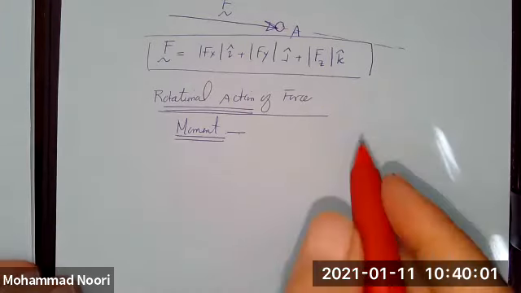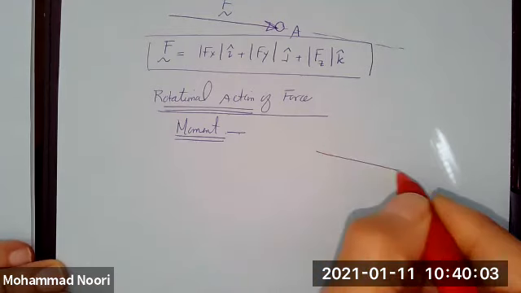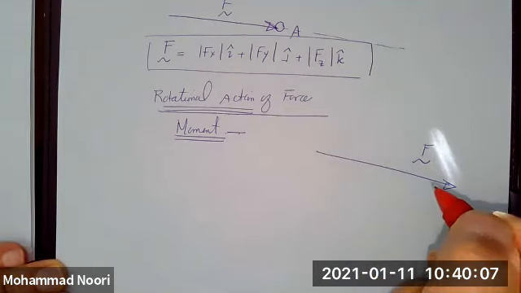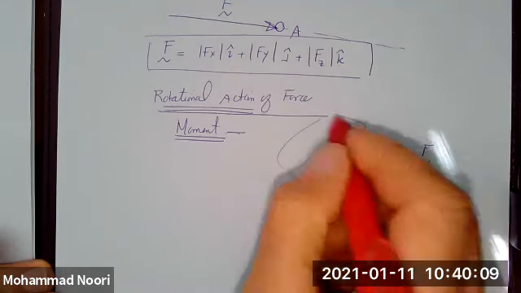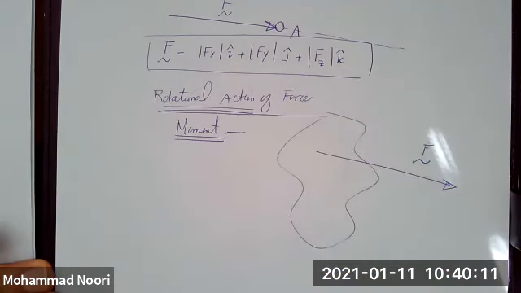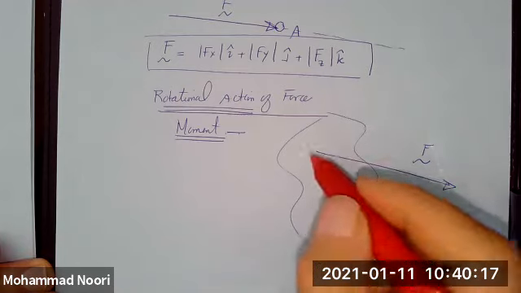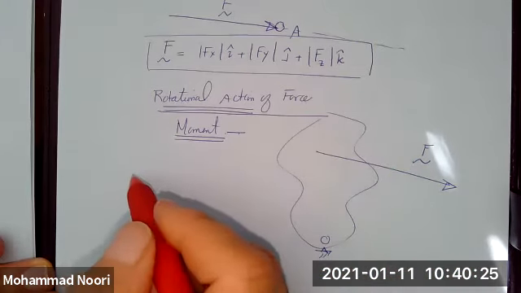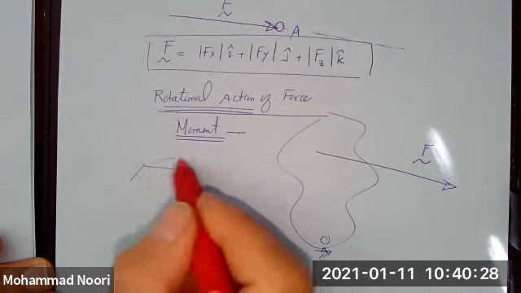We say that if you have a force F acting on an object, we are interested in two things. Either we are interested in the rotation of this object about a point, or the rotation of this object about an axis. For instance, think of it like this example.